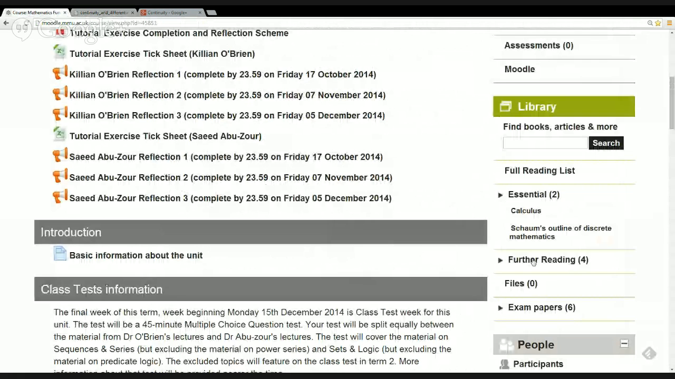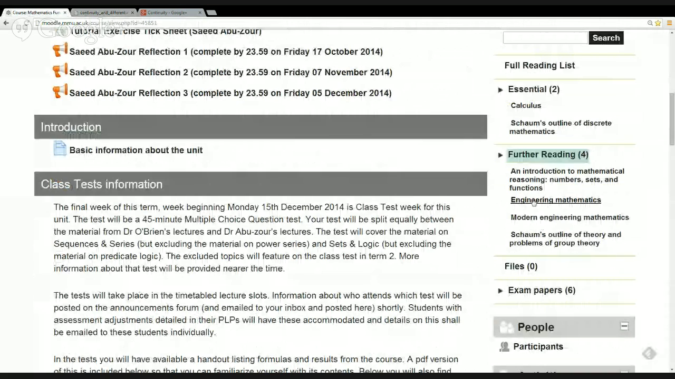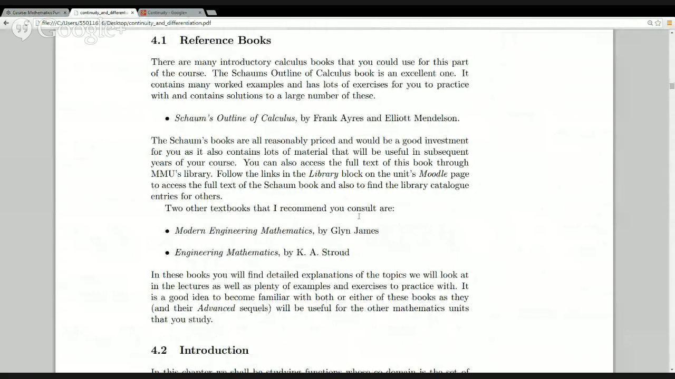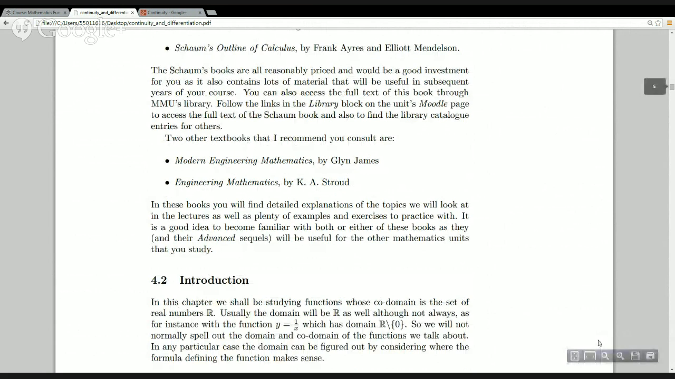And also in the further reading here, it lists a couple more relevant ones, Engineering Maths and Modern Engineering Mathematics. So those are two other textbooks I recommend that you make use of as well. So you'll find lots more examples in there, alternative explanations of some of these things. And the Schaum's Outline of Calculus book is particularly good for practice problems, and it's got plenty of worked examples and practice problems with solutions for you to practice on.